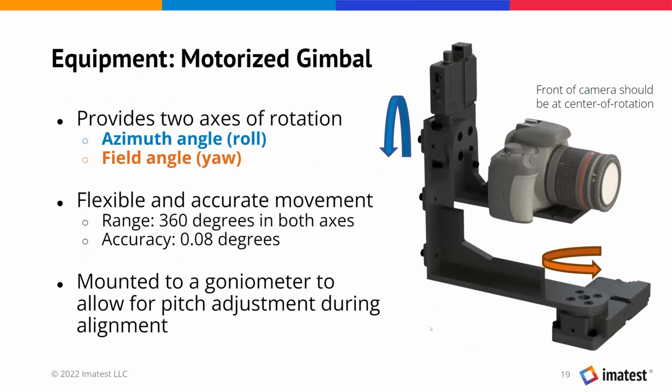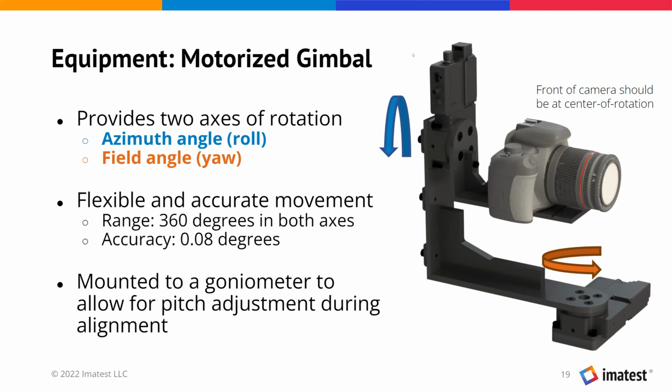A little bit more detail on the motorized gimbal. The two axes of rotation it provides are camera roll and yaw. When set up and aligned properly, these will correspond with the light source azimuth angle and field angle. I'll get into a little more detail on those terms in the next slide. This is just meant to provide accurate, flexible movement, with 0.08 degree accuracy. And then we mount this on top of a goniometer to help with camera to source alignment.